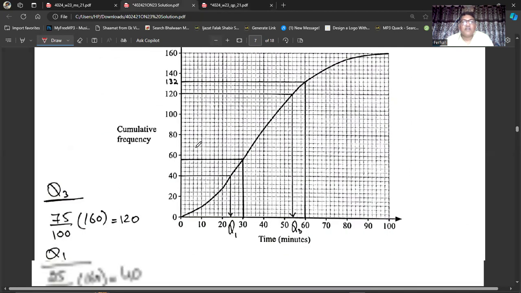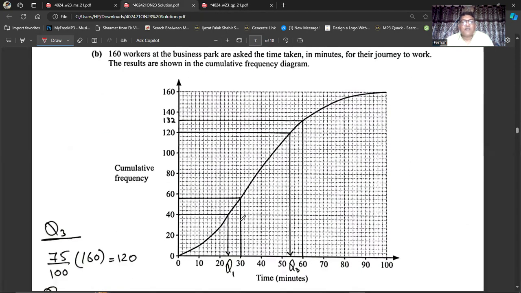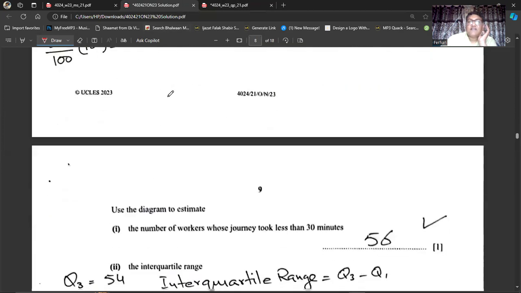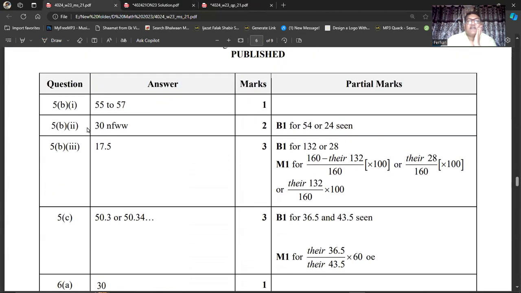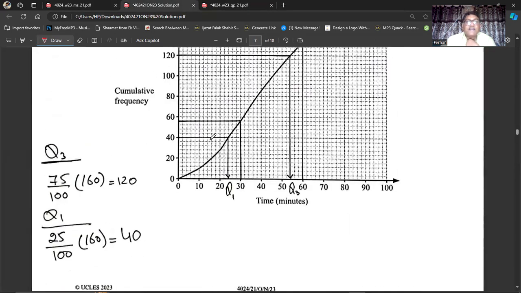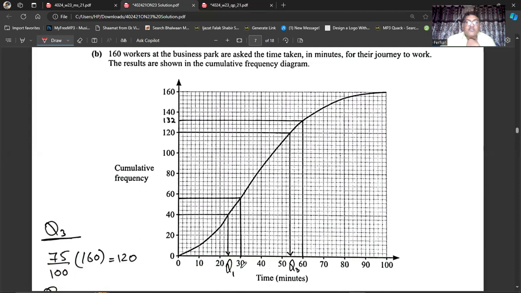And hopefully you can see here we have 30 minutes. From here, I will go to the graph. From here, I will go to the cumulative frequency. And you can see what is written here. This is 56, I think. I think 56. Yeah, 56 is the right answer, sir. And you can see the answer is from 55 to 57. Our answer is 56. And you can see how I have found it: so 30 minutes from here, go to the cumulative curve and then check what is the value on the y-axis.